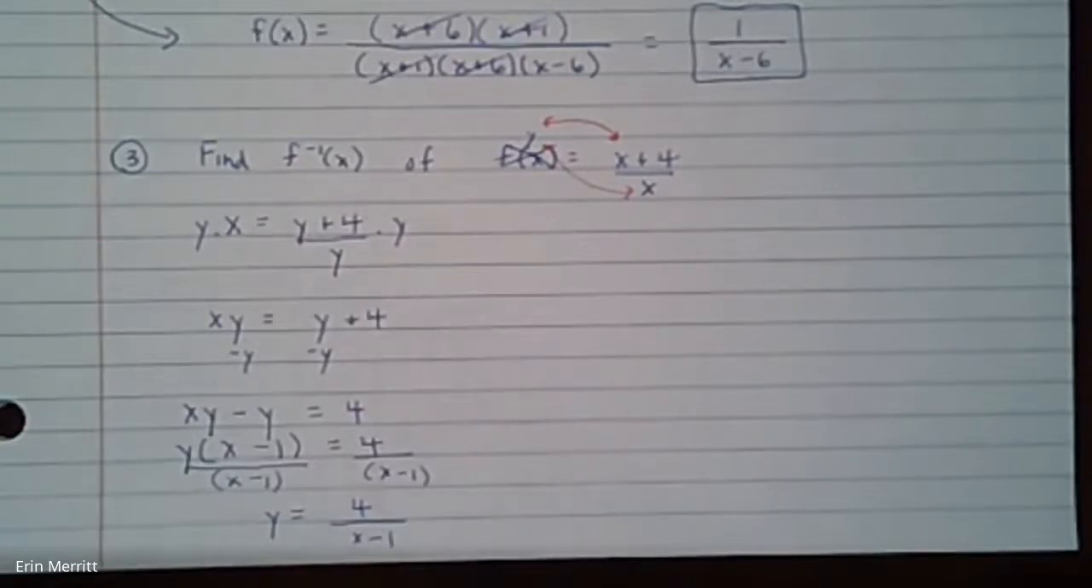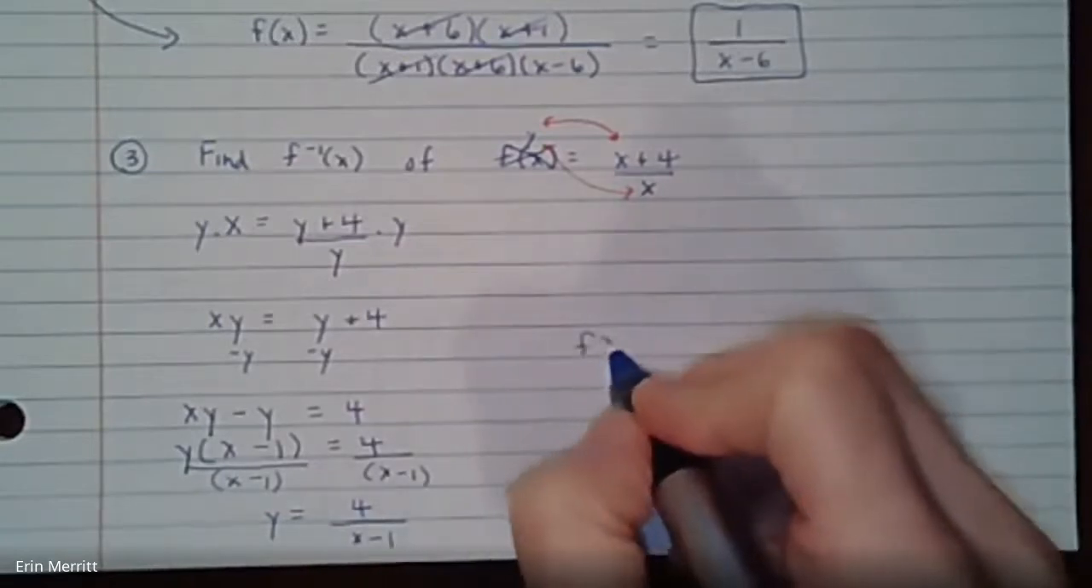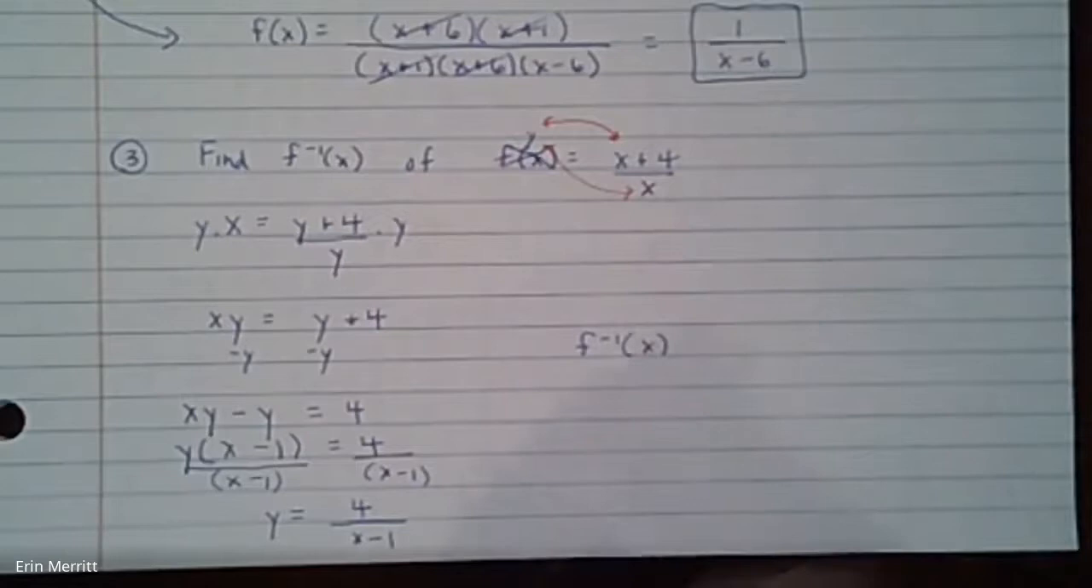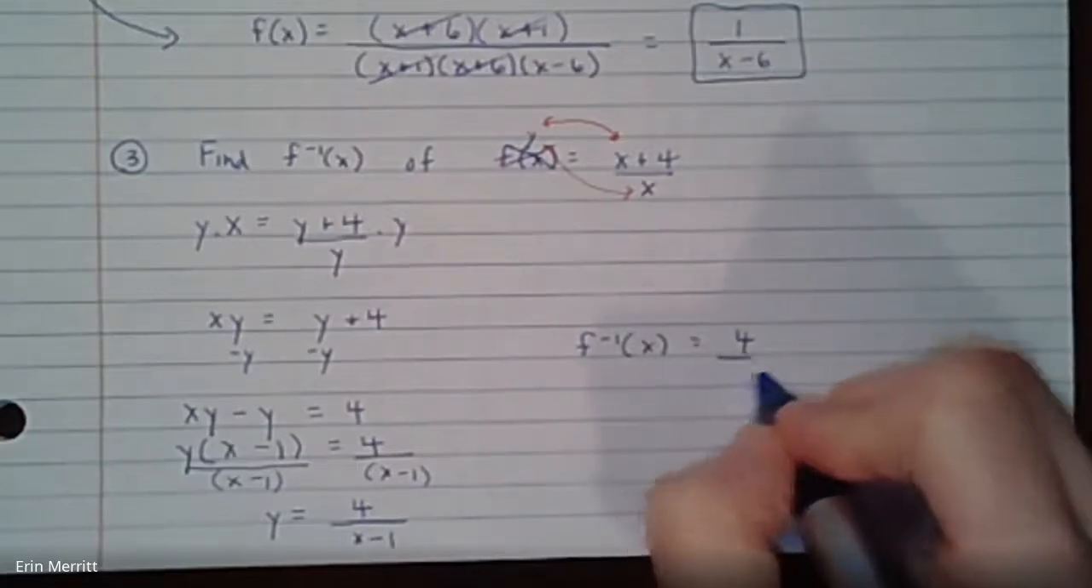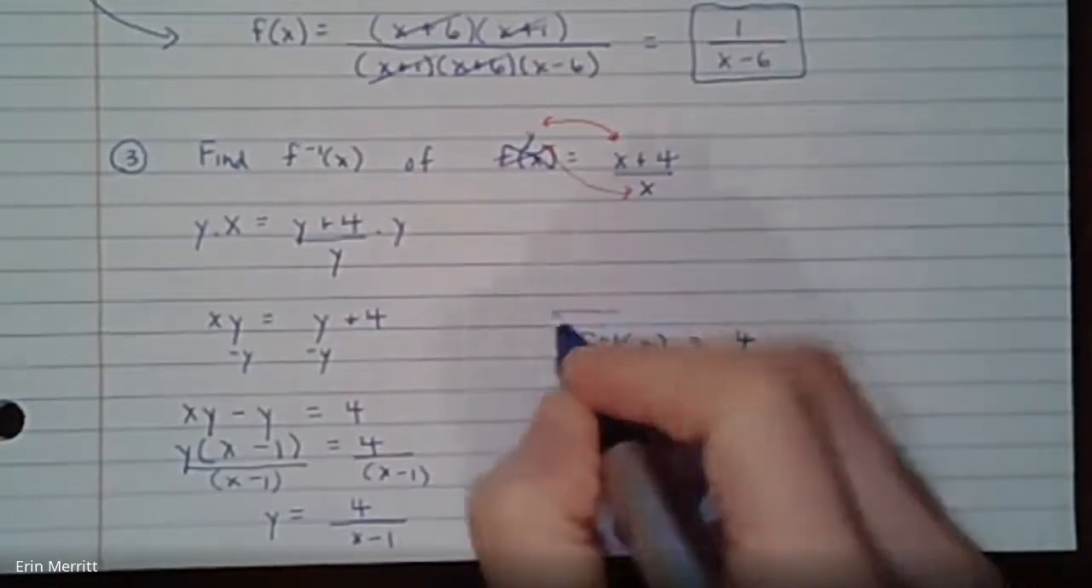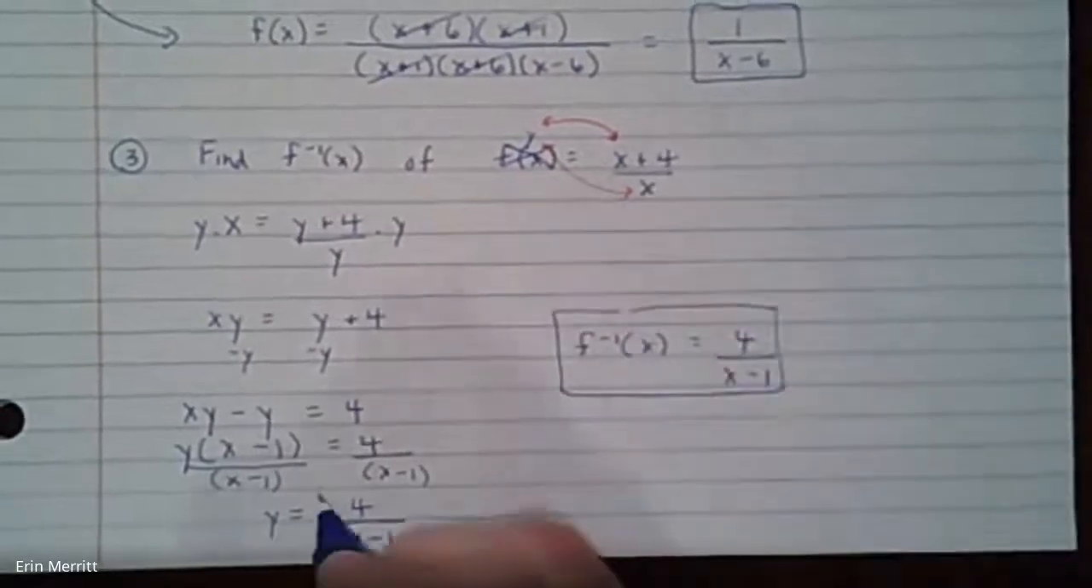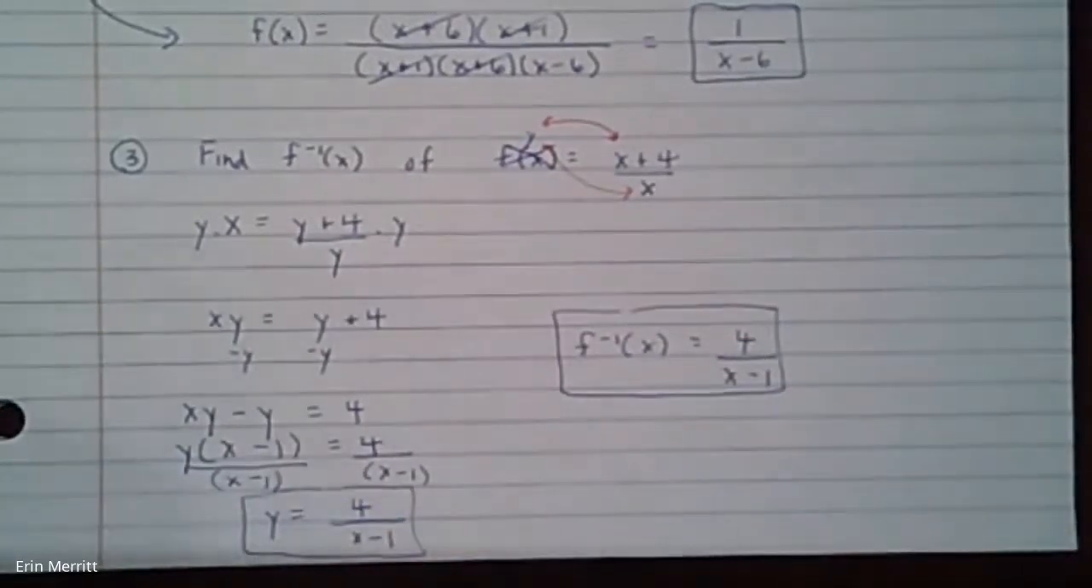So now I can say it's solved for y, and that is the inverse function, which would then be 4 over x minus 1. If you get to here and leave your answer there, perfectly correct. Nothing wrong with that. All right, we're going to stop there, and we'll save the rest of the practice for class.